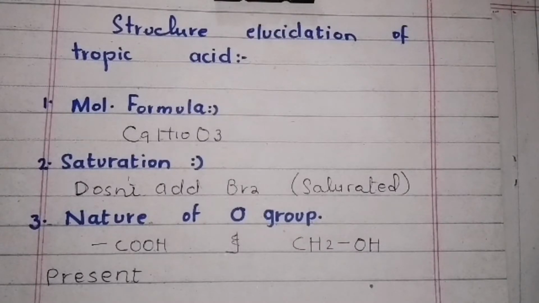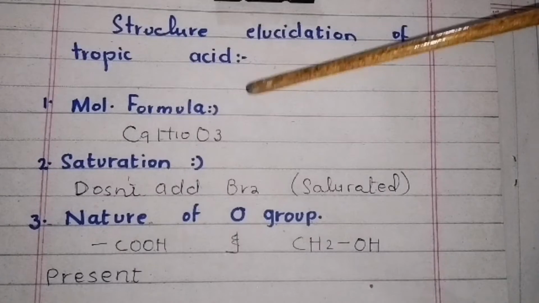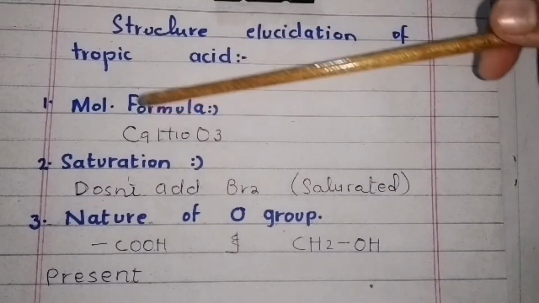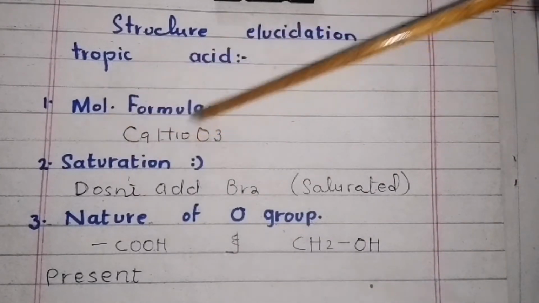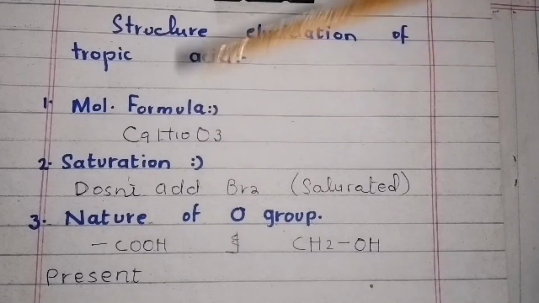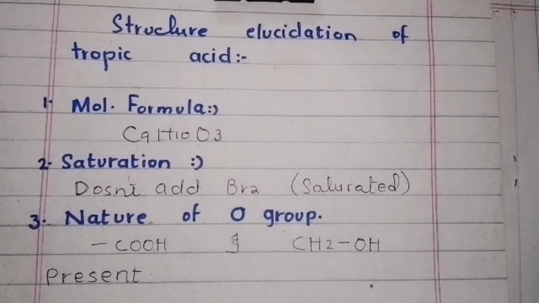In order to elucidate the structure of tropic acid, we need to find its molecular formula, which is C9H10O3. Again, we found it by using qualitative and quantitative analysis. After that, we need to do a saturation test. If tropic acid doesn't add on a bromine molecule, that means that the compound is actually saturated.